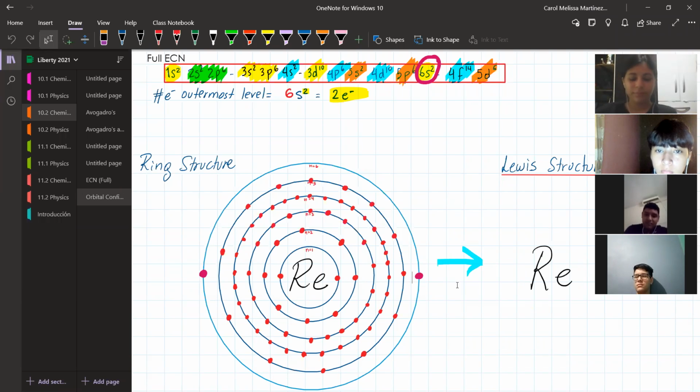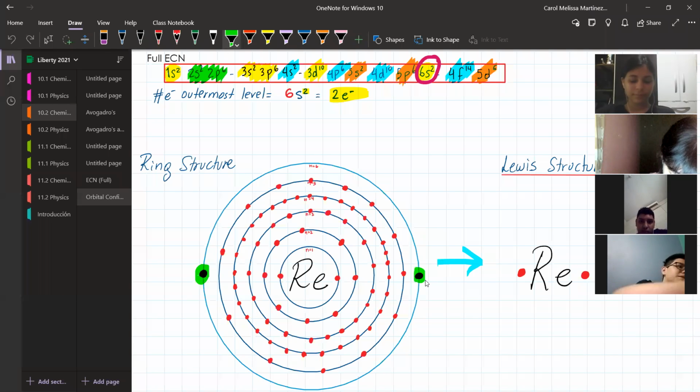Sorry. I was saying that for the Lewis structure, you need to focus only on the outer ring. In this ring, you have to see all the electrons that you have. As you can see over there, we have two electrons, so you just need to put the two electrons over there.